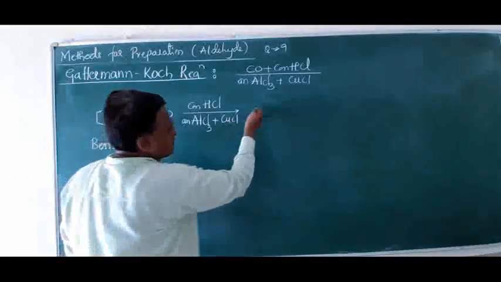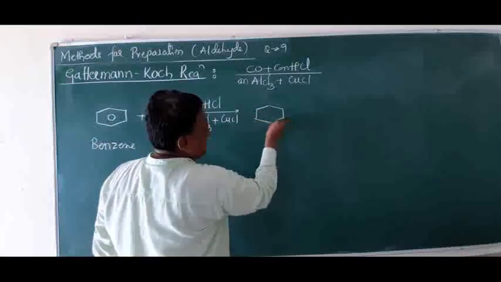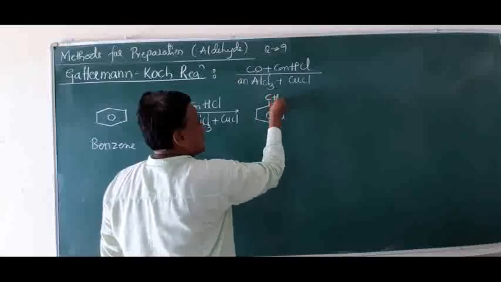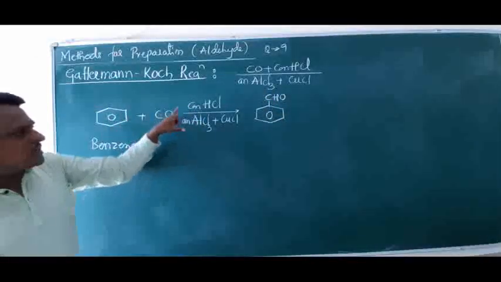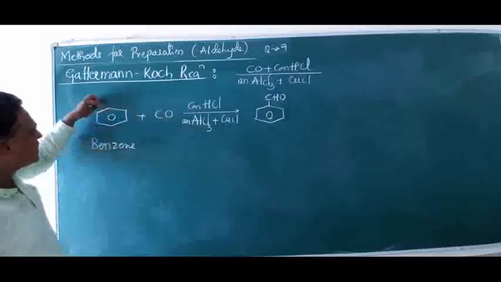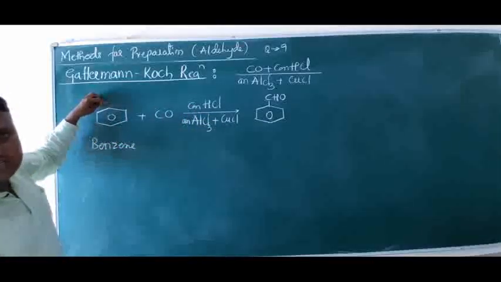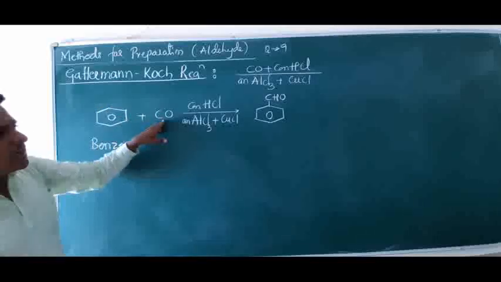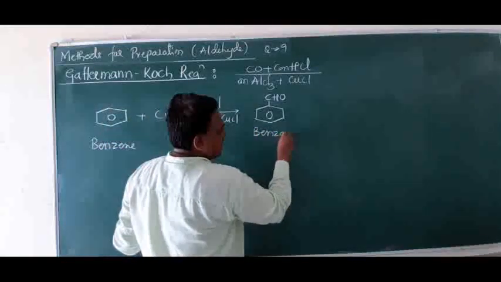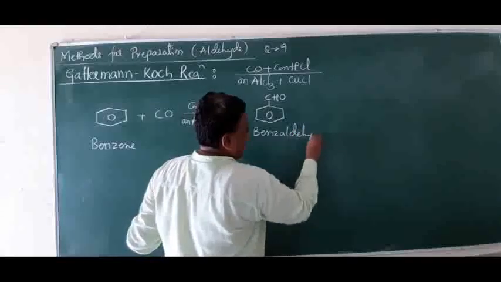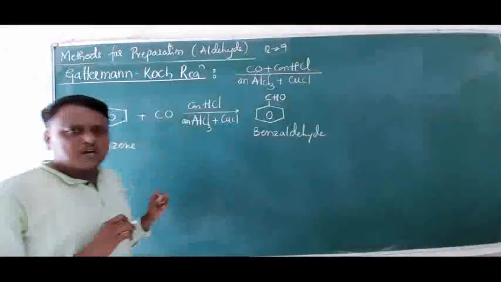Now the formation of the product from benzene is a very simple reaction. When benzene reacts with carbon monoxide with this reagent, the delocalized hydrogen can easily attack the carbonyl carbon. The product formed is benzaldehyde, or another name, benzene carbaldehyde.